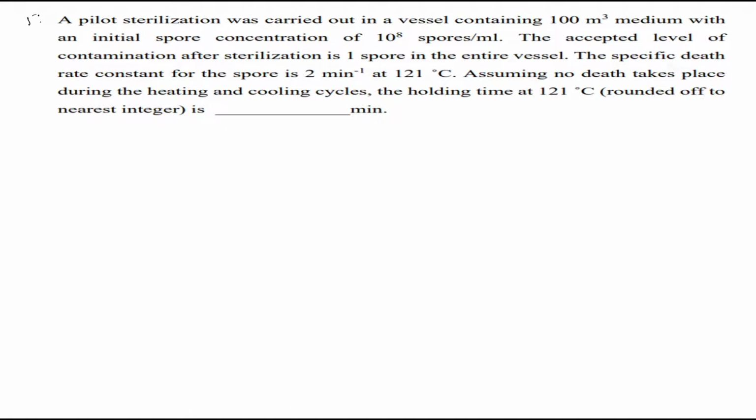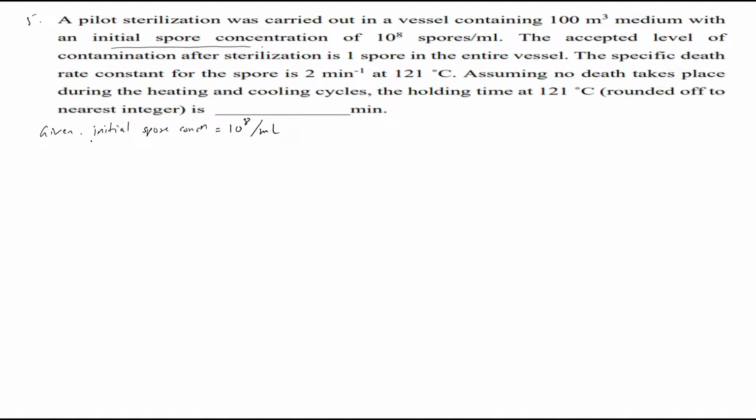A pilot sterilization was carried out in a vessel containing 100 meter cube medium with an initial spore concentration of 10 to the power 8 spores per ml. In the question, it is given the initial spore concentration. How much? It is 10 to the power 8 per ml.